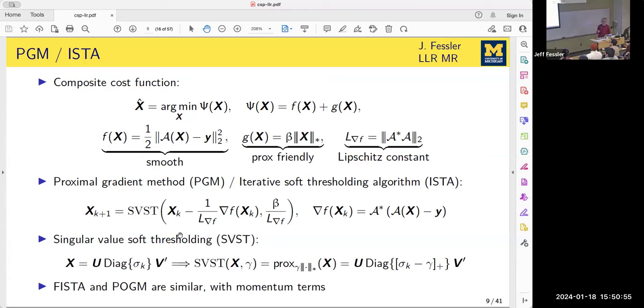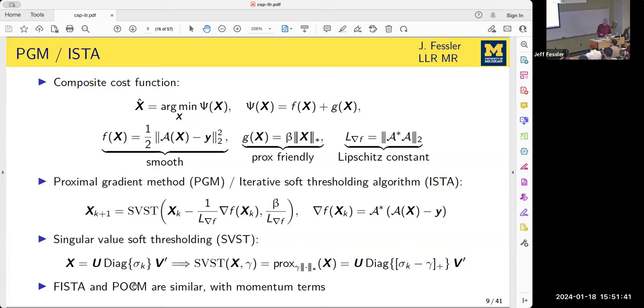And so the simplest algorithm for solving this kind of composite cost function is the proximal gradient method, also known as ISTA, which works out in this case to be: you take a gradient descent step, where the gradient is associated with the smooth term and uses the Lipschitz constant. And then you apply the proximal operator associated with the non-smooth term, which is singular value soft thresholding in the case of the nuclear norm. So you do an SVD of the data and you shrink the singular values. Some of them will end up being set to zero most likely. And then you reassemble it from the same left and right singular vectors. The only thing you've changed is the singular values. So that is a very simple algorithm to implement, but very slow to converge.